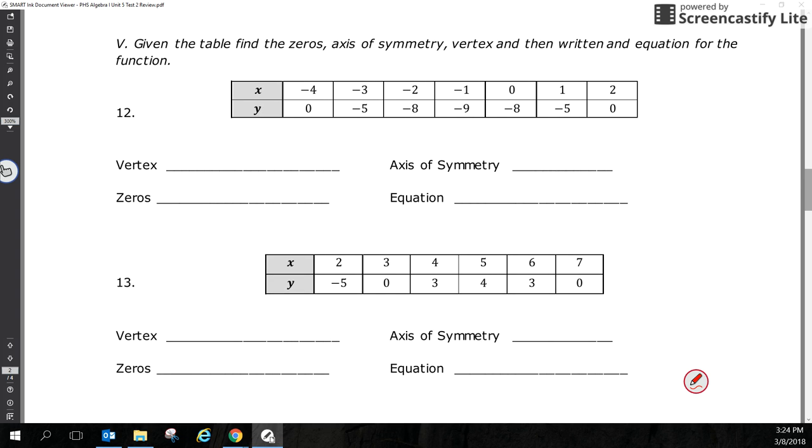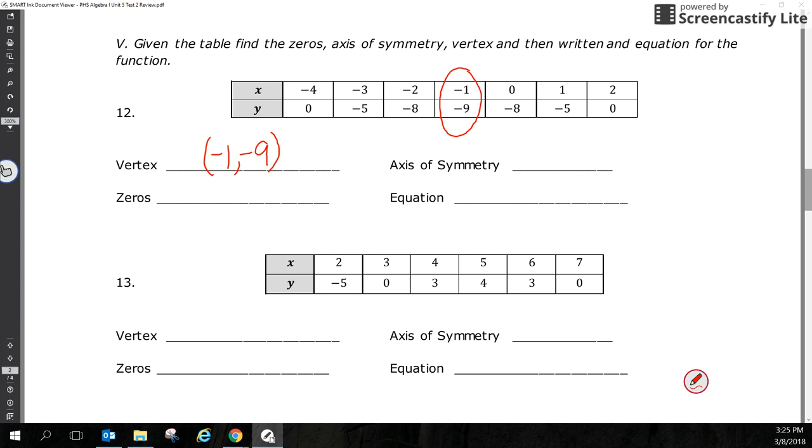All right, given these tables in number 12, find the zeros, axis of symmetry, vertex, and then write an equation for the function. So first thing they want us to find is the vertex. Remember, for the vertex, we're looking at our y values, and we're trying to find where's the middle of this graph. So 0, negative 5, negative 8, negative 9, negative 8. I start going back up, and these start being symmetrical around that negative 9. So this is the one in the middle. My vertex is (-1, -9).